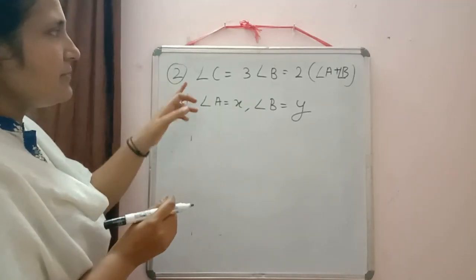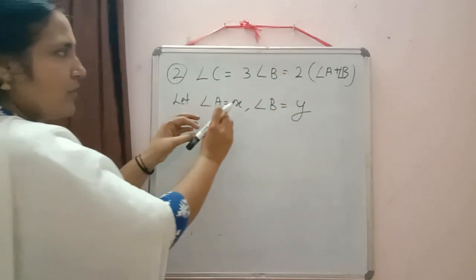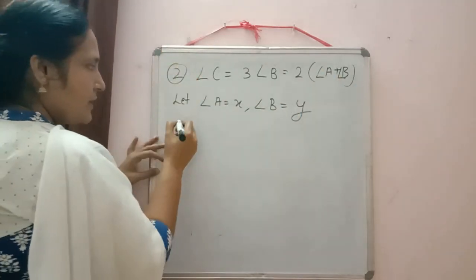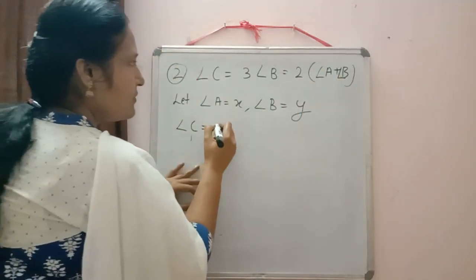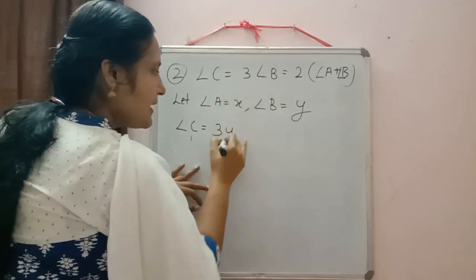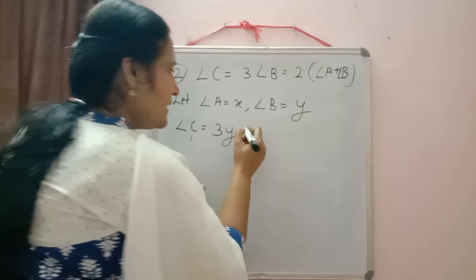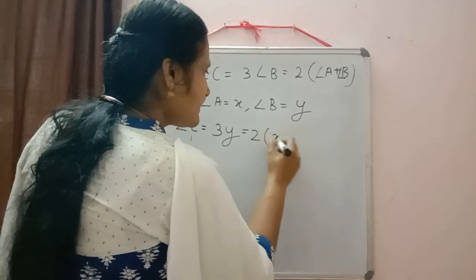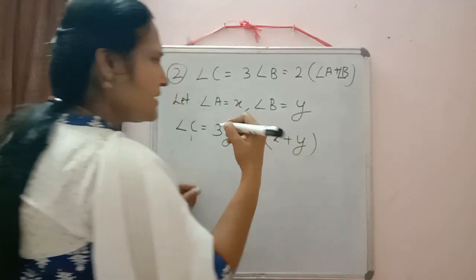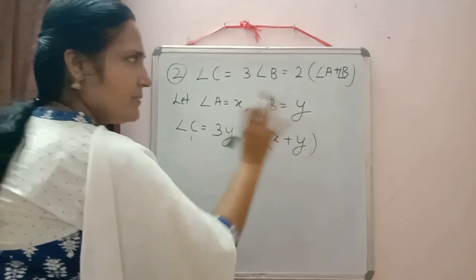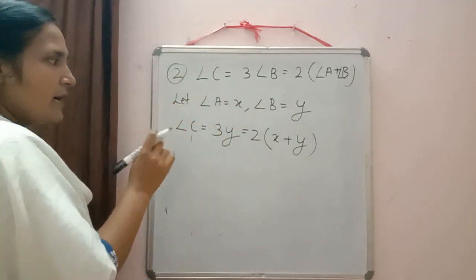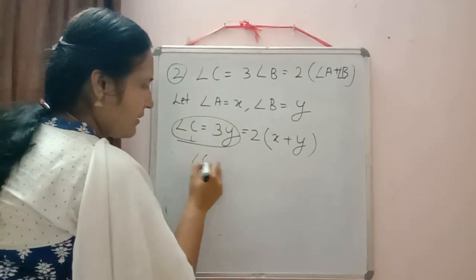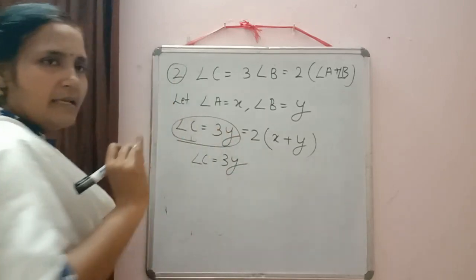Now the first information is given in this way. We are going to substitute x in place of angle A and y in place of angle B. Then angle C is equal to 3 into angle B, so we will get 3y, is equal to 2 into angle A plus angle B. Angle A is x, angle B is y. Then we got angle C is equal to 3y.